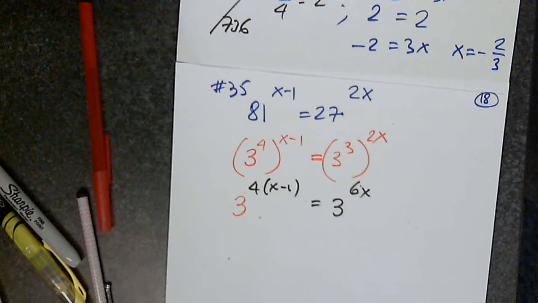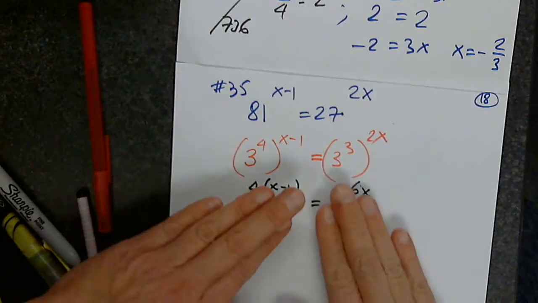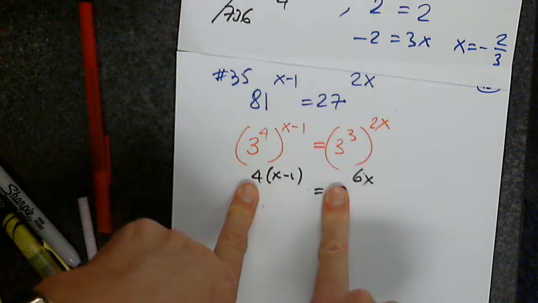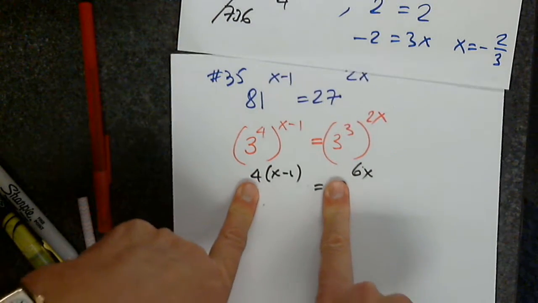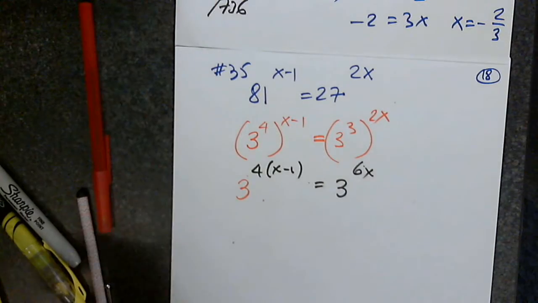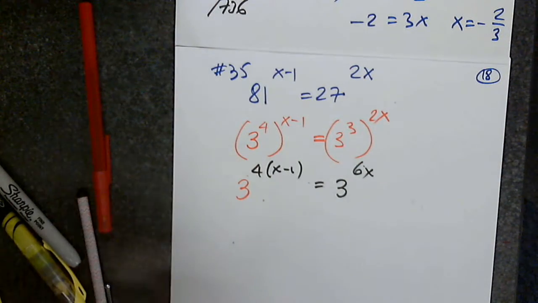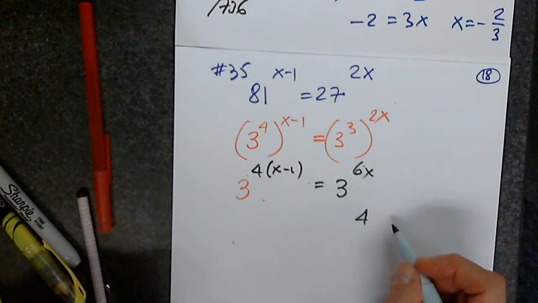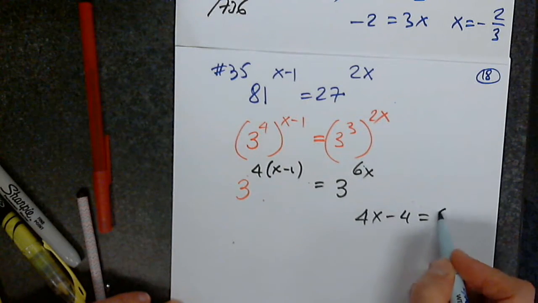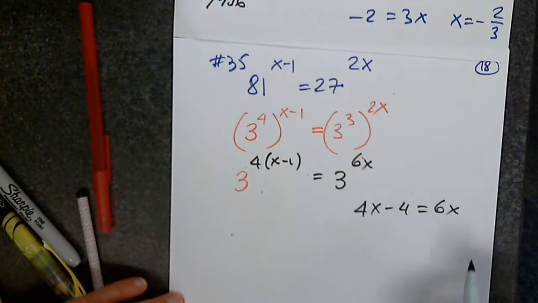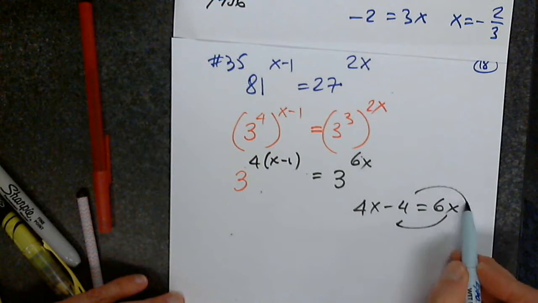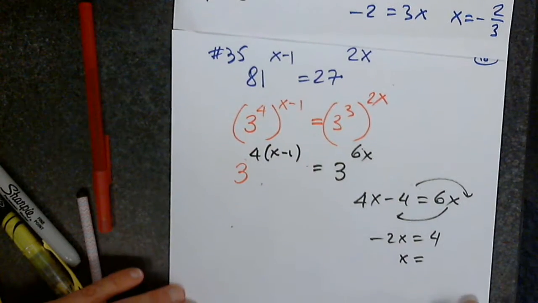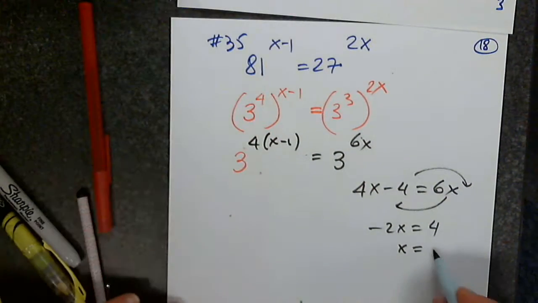So now I'm back to the same idea. Two numbers are equal and they have the same base. What has to happen to their exponents? Please dictate and I will write it in. It should be the same. Correct. So then 4 times x minus 1, perfect, equals 6x. Excellent. So whatever you want to do, then I have negative 2x equals 4, so x must be negative 2.